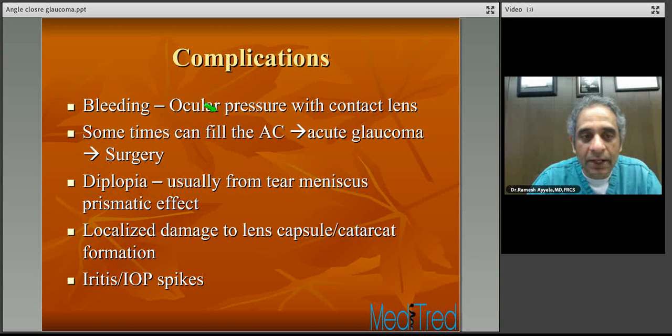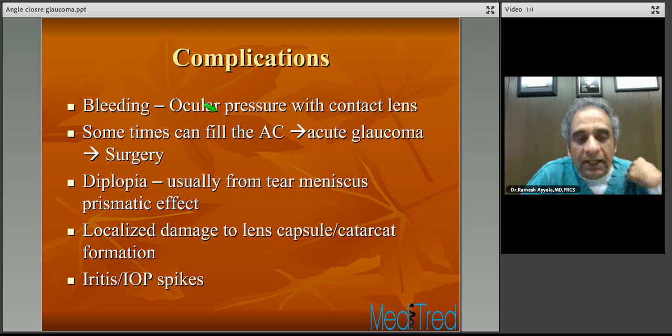Complications of the YAG peripheral iridotomy include bleeding. Ocular pressure with a contact lens can decrease this. Sometimes the bleeding is so severe as to fill the chamber and set the stage for an acute glaucoma from the blood itself, and that may need surgical decompression. Diplopia, like I mentioned, usually from tear meniscus prismatic effect. So try not to place the hole in the tear meniscus area. Localized damage to the lens capsule, cataract formation, which is a rare entity. And because of the pigment release, if it releases too much pigment, it can present itself as iritis and IOP spikes. These are all the complications from laser peripheral iridotomy.